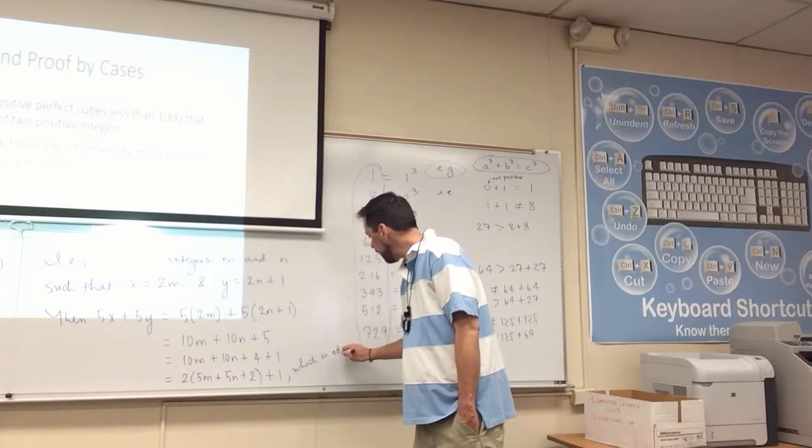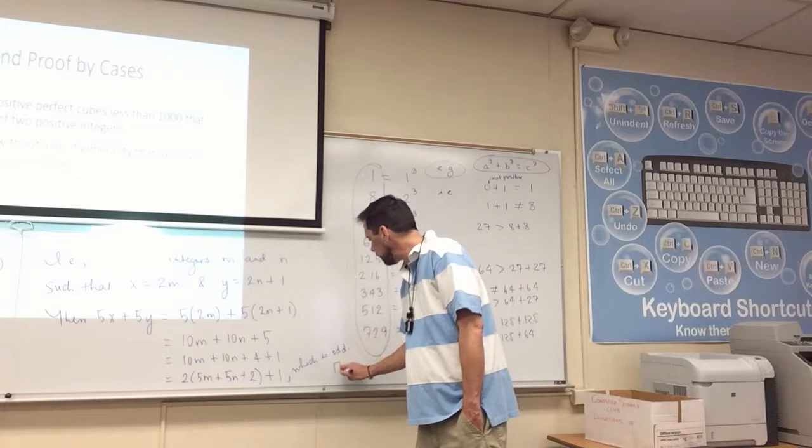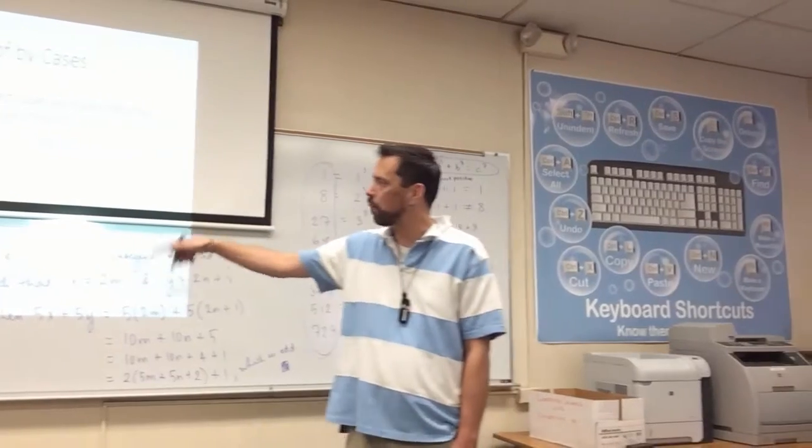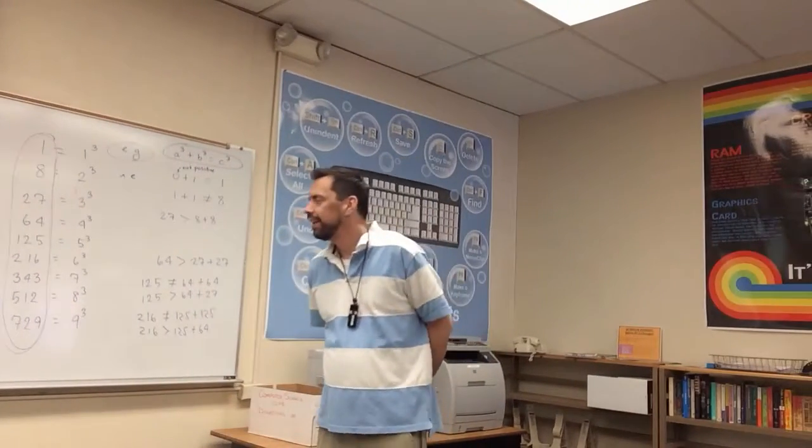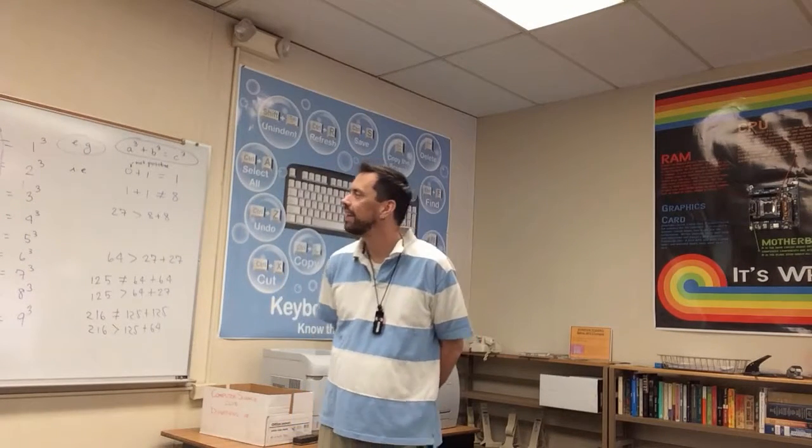And because of without loss of generality, that's it. That's all you have to prove. Because again, if it's really x that's odd and y is even, you can just switch the names y and x, and it works the exact same way. Does that make sense? Questions?